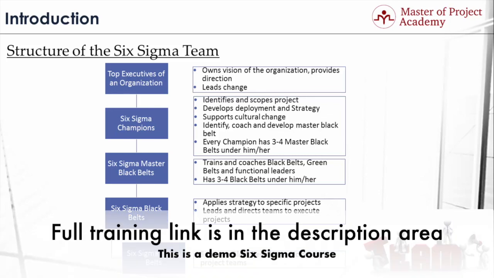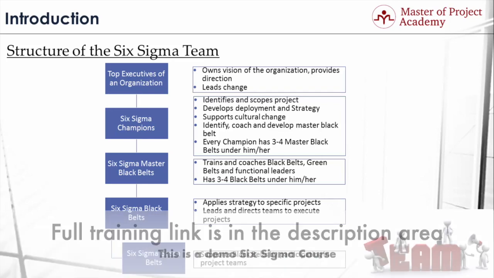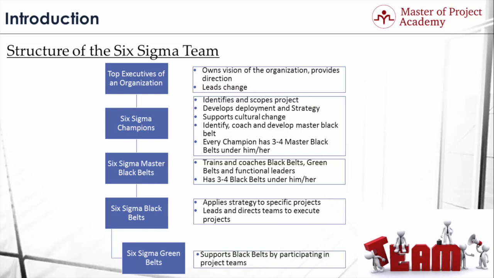The team leader, or black belt, is the person who accepts primary responsibility for the routine work and results of a Six Sigma project. The duties are similar to those of the coach, but specific to one team only. Black belts apply strategy to specific projects, lead, and direct teams to execute projects. Green belts are usually employees who have received enough Six Sigma training to participate in a team, or in some companies, to work individually on a small-scale project directly related to their own job. Green belts support black belts by participating in project teams.